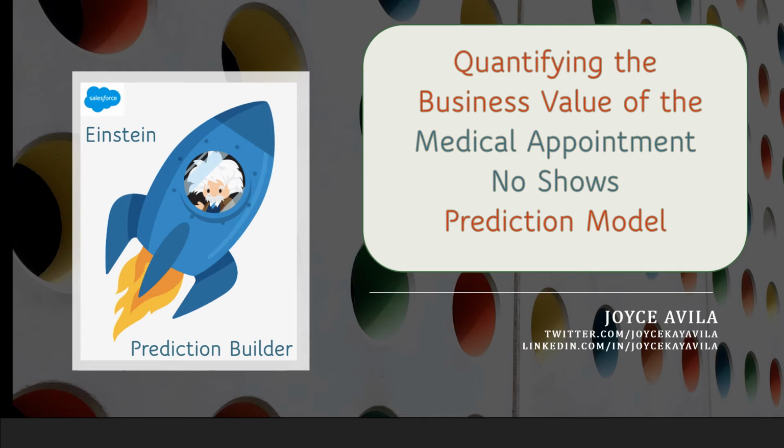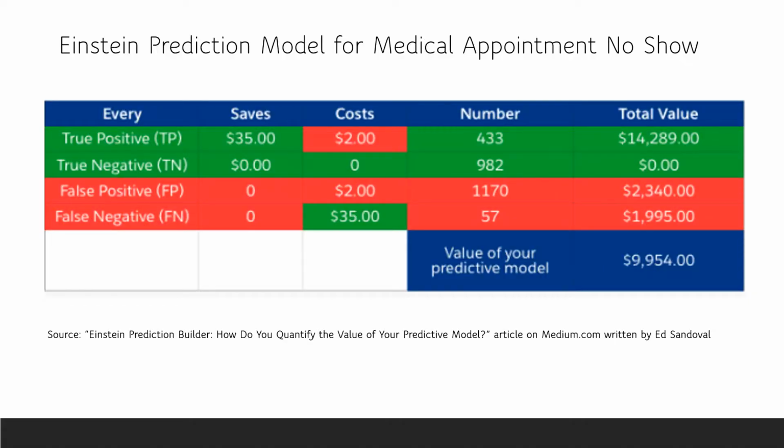In this video, we are going to quantify the business value of the medical appointment no-shows prediction model that we previously built. First, we start with a table from Ed Sandoval's article in which he quantified the value of the Einstein prediction model itself. In this video, I'll use the same assumptions and a few more to take the next step of calculating the business value.